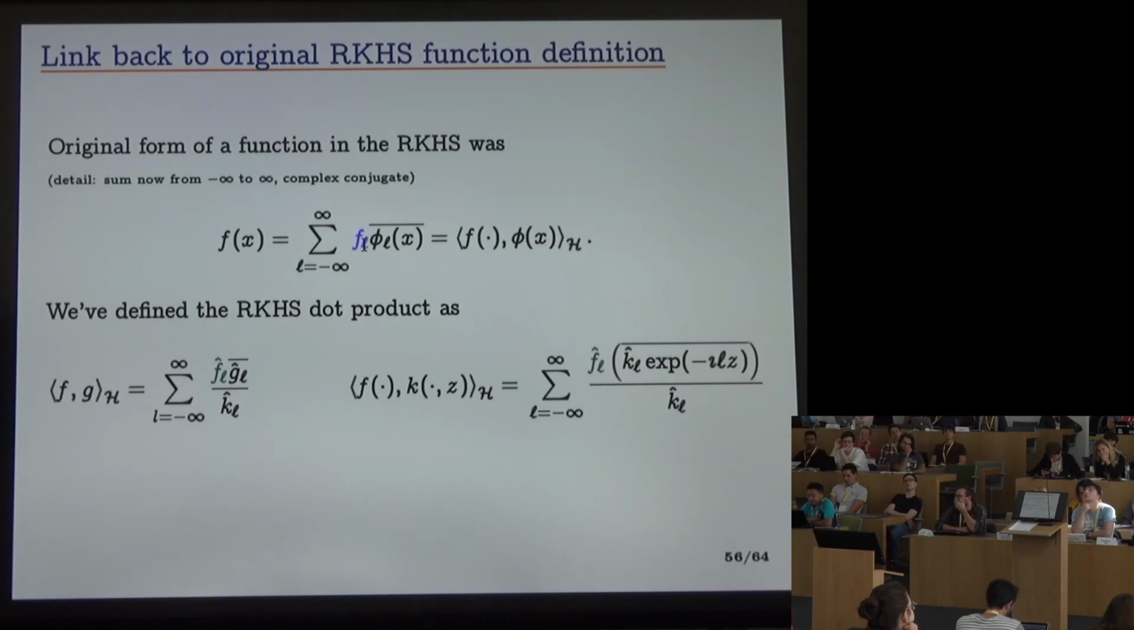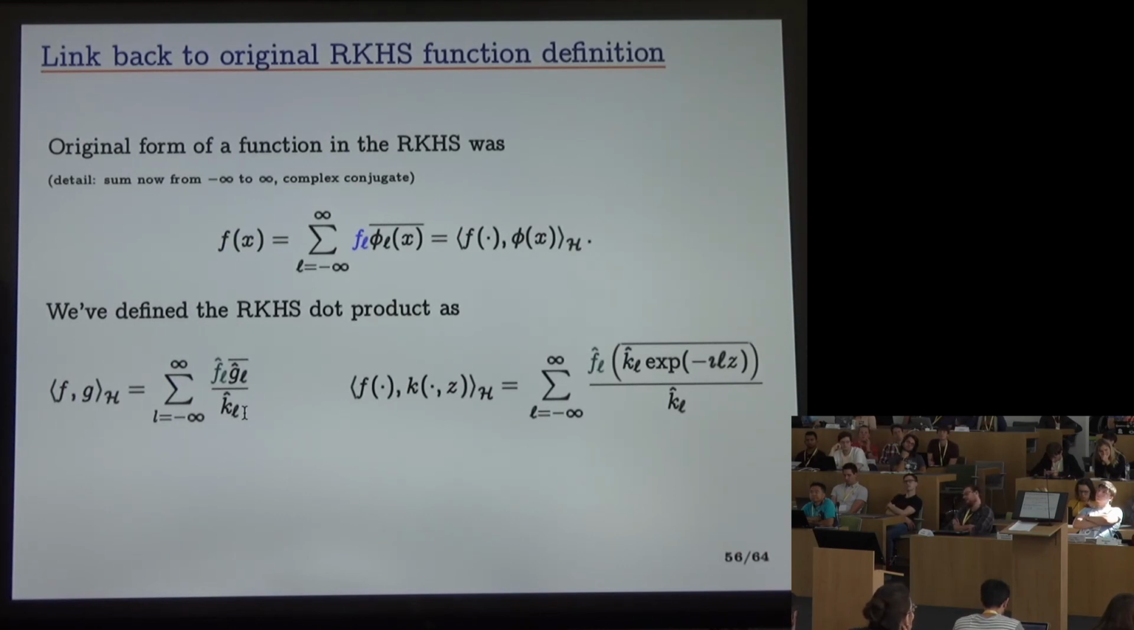weighted sum of f_l times features of x. Here my features might be complex, so I put in the complex conjugate in case they are. So this is my dot product of f and features of x. Now, when I made my Fourier construction, I defined my dot product as f hat l, the Fourier coefficients of f, times g hat l, complex conjugate, the Fourier coefficients of g, divided by the Fourier coefficients of k.